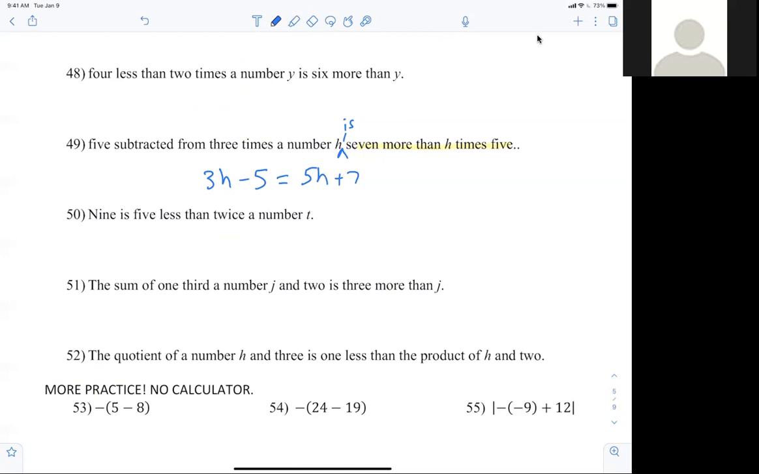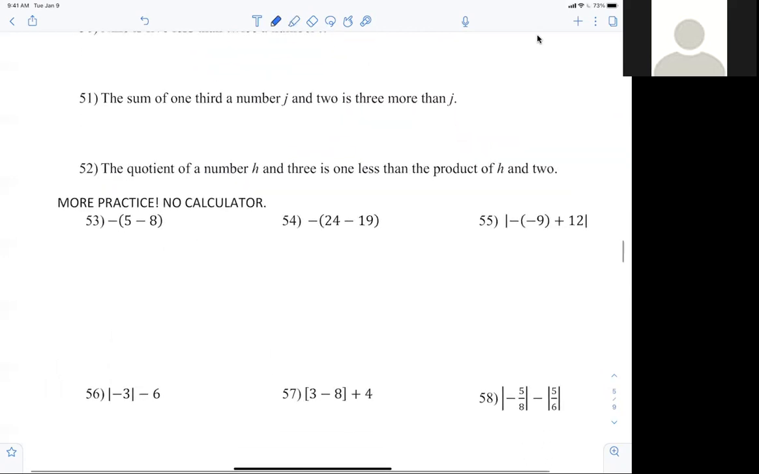Okay, Mr. Jones, you said what's going to be on the test. This is the test, right, guys? That's why I'm saying, if you know this, your test is easy. All right, that's why we're practicing. All right, 51.